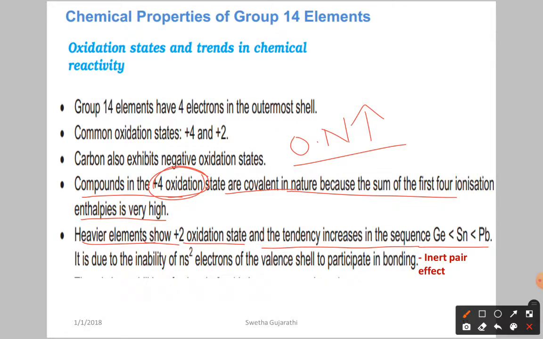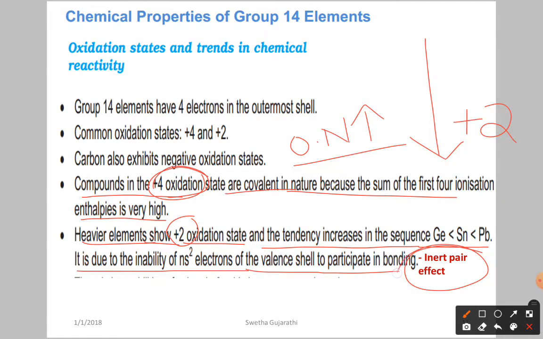So as you know very well, from top to bottom in the group, what happened? The stability of the plus 2 oxidation state is going to increase. Why? Because of the inability of the ns2 electrons of the valence shell to participate in bonding. Simply, the reason here is the inert pair effect. Already we discussed, inert pair effect means what? The reluctance of ns2 electrons to participate in bonding is called the inert pair effect.